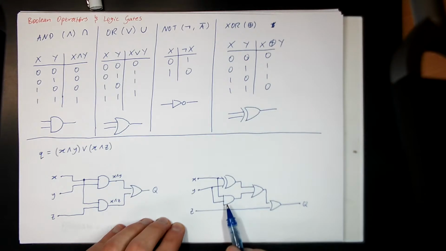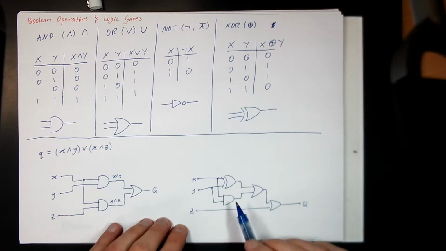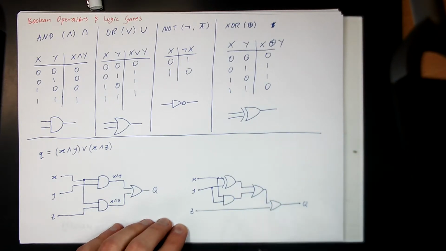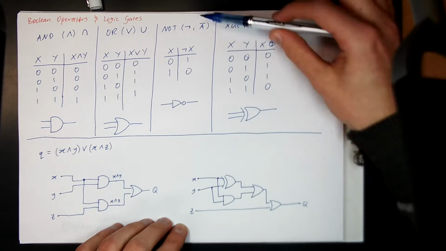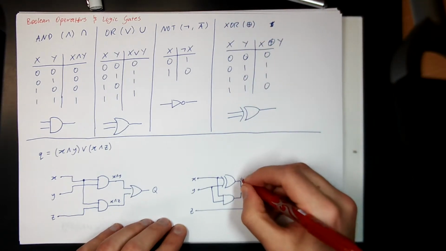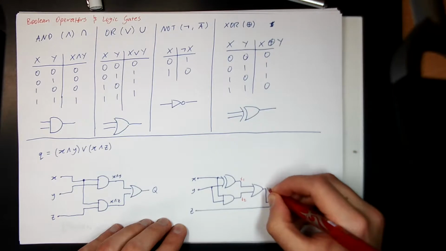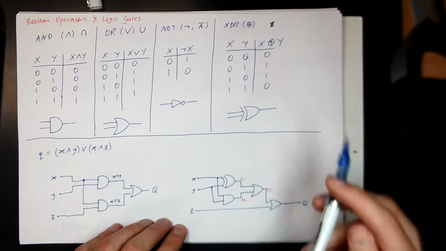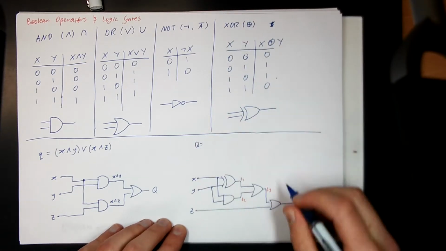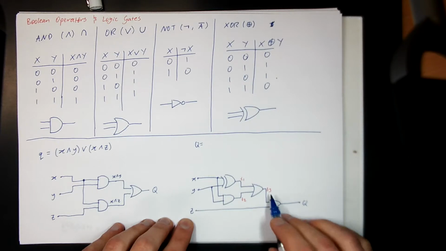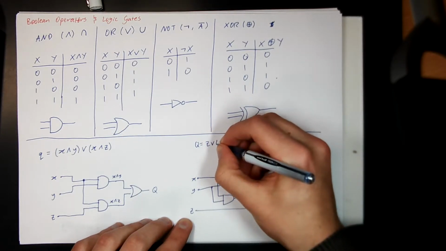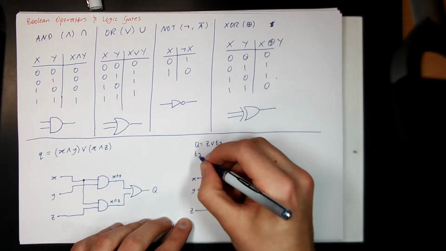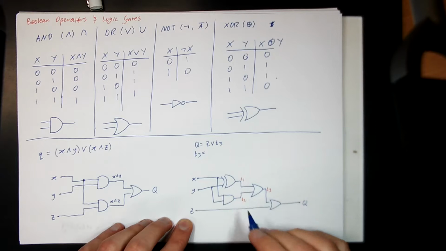So now I've got to try and express this as a Boolean expression. An easy way to do this is to label each of the wires in between with a temporary variable, and then proceed one step at a time. So I'm going to label these T1, T2, T3, and then I can work backwards from Q. So we can see Q is equal to Z, logical OR T3. I know what Z is. Z is one of my input variables. What's T3? T3 is equal to T1 logical OR T2.